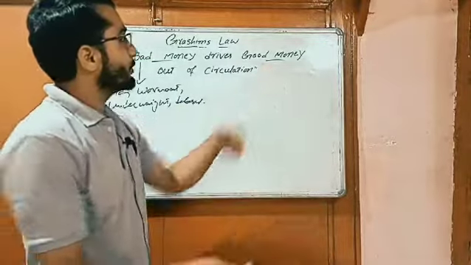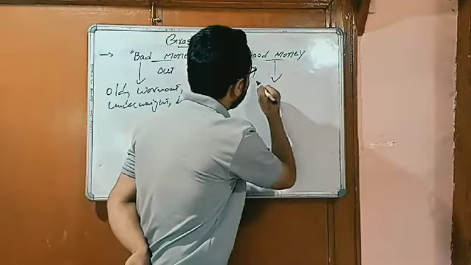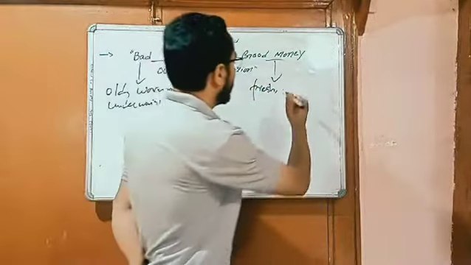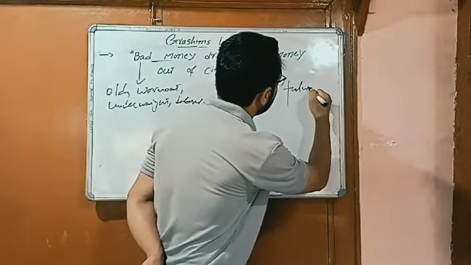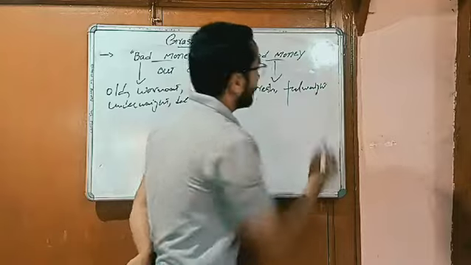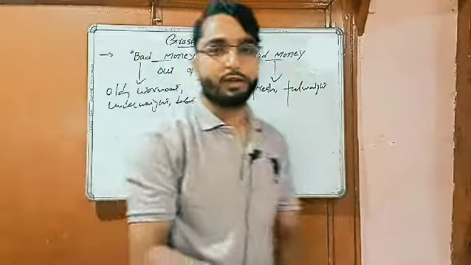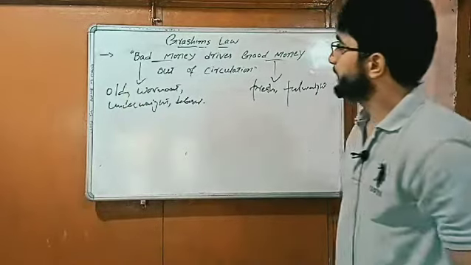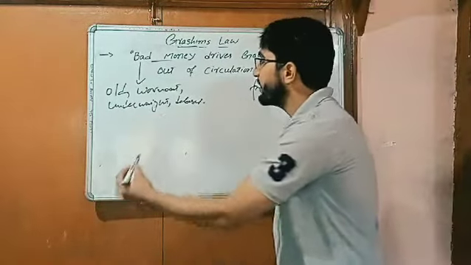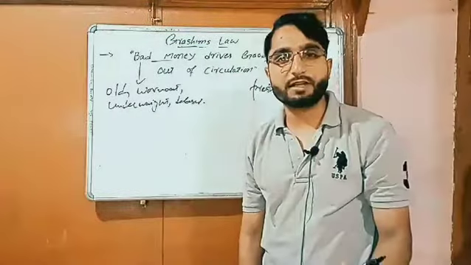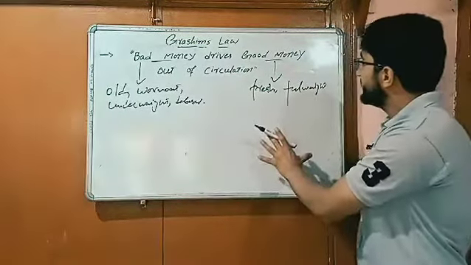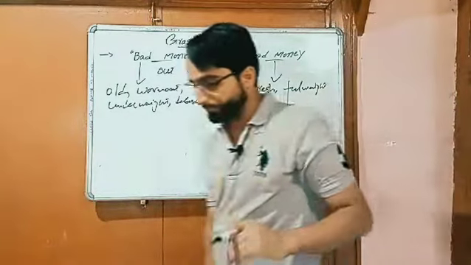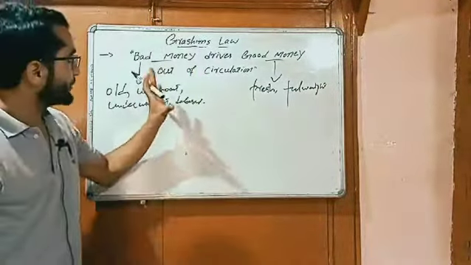Similarly, good money is fresh coins and currency notes, full weighted coins and currency notes. Okay, now as per Gresham, bad money is old, worn out, underweighted, and debased coins and currency notes, and good money is fresh and full weighted coins and currency notes. Now, it's clear now what is good money and bad money.